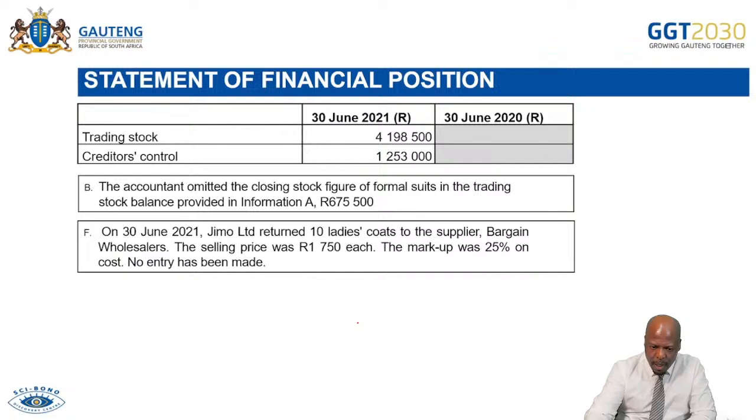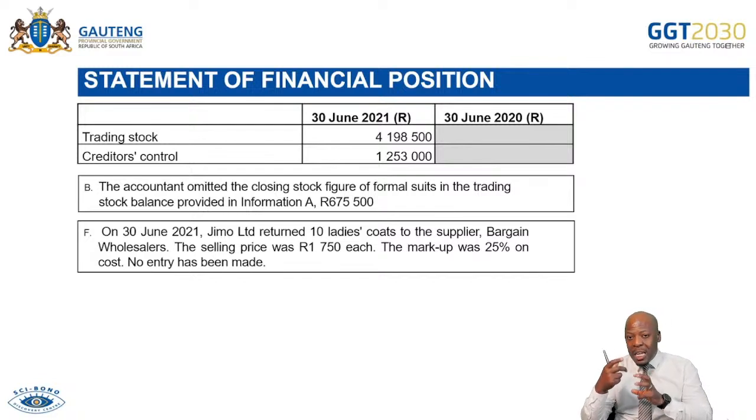Next adjustment. Adjustment B. The accountant omitted the closing stock figure of formal suits in the trading stock balance provided in information A. Okay, you need to understand this. From the original paper that we've extracted this, there is a question which speaks to the calculation of an amount for inventory using one of the 3 inventory valuation methods. But you have not yet done inventory valuation. That is your FIFO, specific identification, or weighted average. Hence, I have taken away that adjustment. You will see, if you take the original paper, there is a part of an adjustment which I've extracted. We don't have to struggle about that.